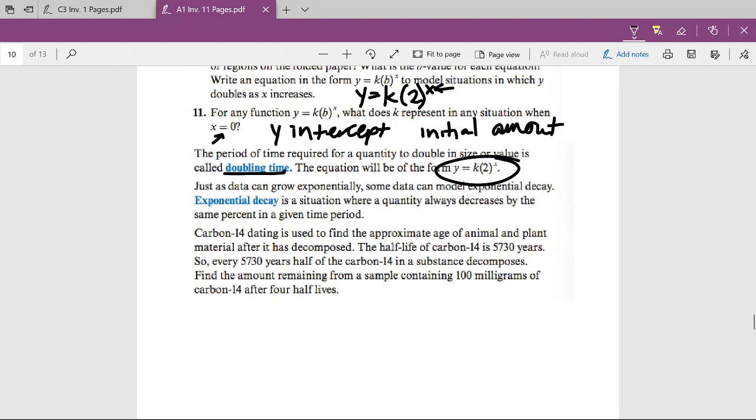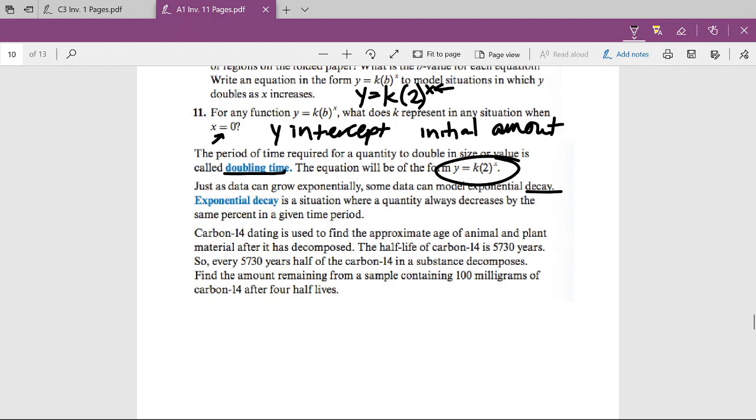Just as data can grow exponentially, some data can model exponential decay. We're getting smaller each time. So exponential decay is a situation where a quantity always decreases by the same amount or the same percent in a given period, just like exponential growth. This happens a lot in science with carbon-14. So, with carbon-14 dating, it's used to find the approximate age of animal and plant material after it's decomposed.